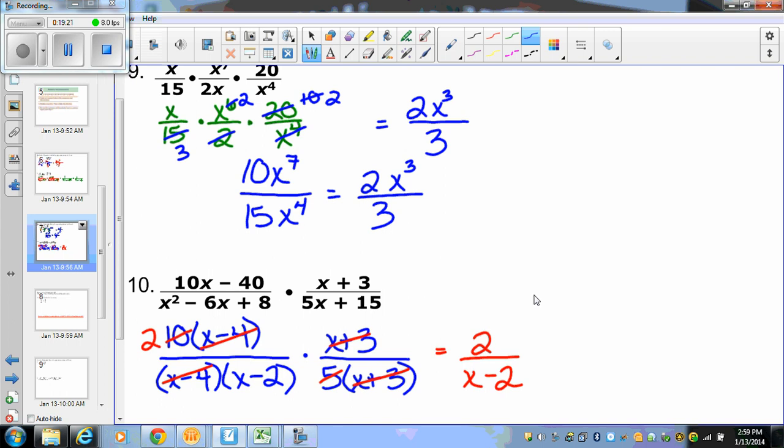Hopefully the simplifying and the multiplying is making sense to you. It's just lots and lots and lots of factoring. So if you didn't get on that boat the first semester, now's your chance.